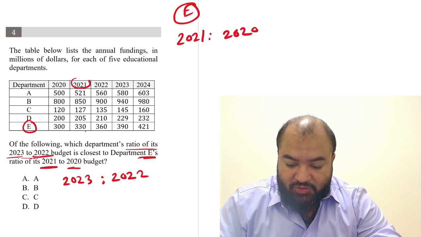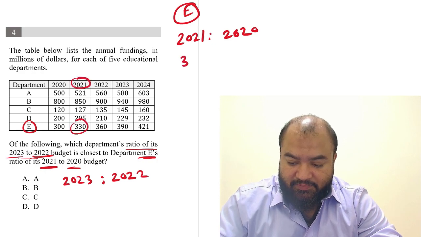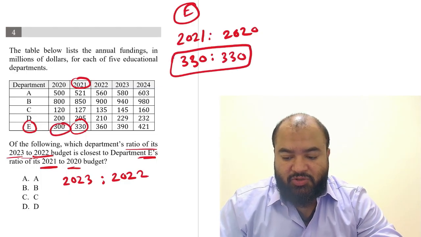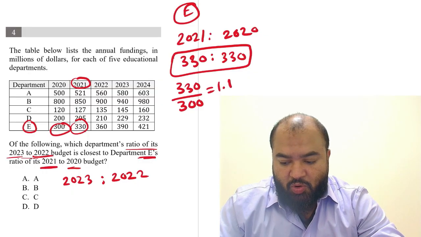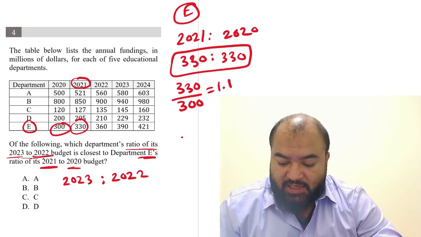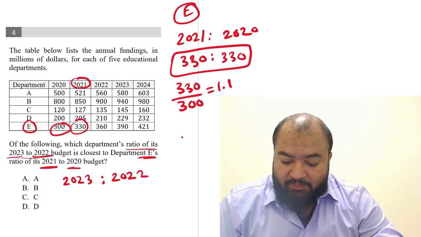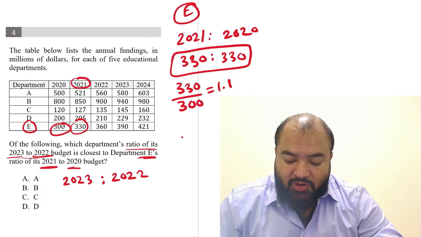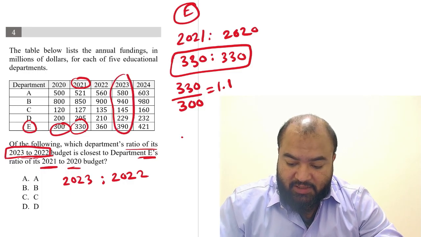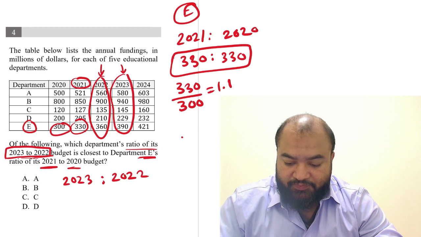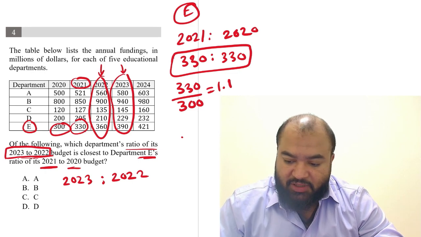Department E 2021 is 330 and 2020 is 300. So it's 330 to 300, that's the ratio. Ratio means you divide 330 by 300, and we get 1.1. Now they asked which department's ratio of its 2023 and 2022. So we're going to just look at these two, and I want to see which ratio gives you 1.1.